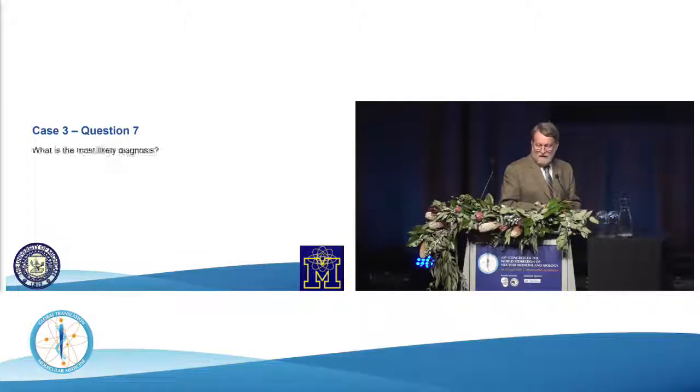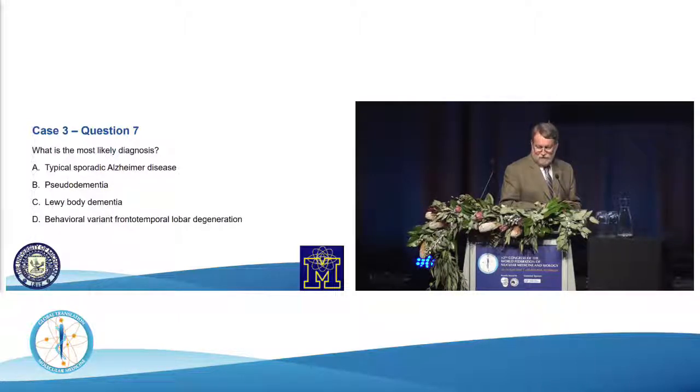And so the question now, what's your most likely diagnosis here? So A, typical sporadic Alzheimer's disease. B, pseudodementia. C, Lewy body dementia. Or D, behavioral variant frontotemporal lobar degeneration. So how many of us like A? Okay, how about B? Couple of hands. C? Okay, we get some votes there. And D? Nope, no takers.